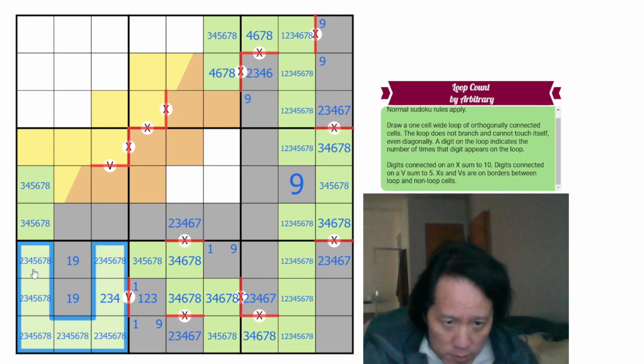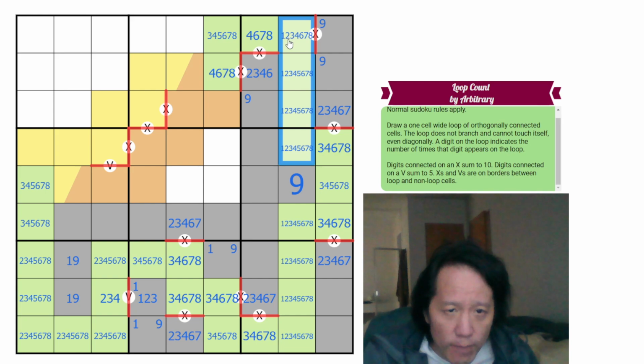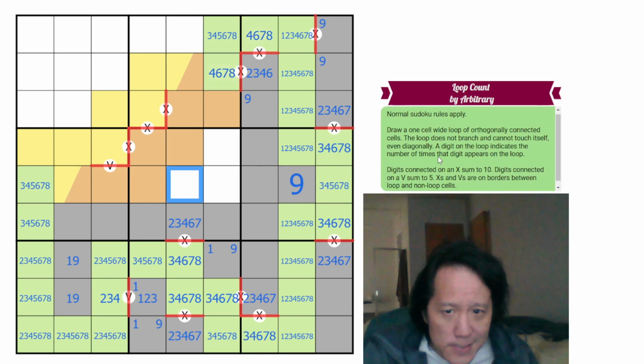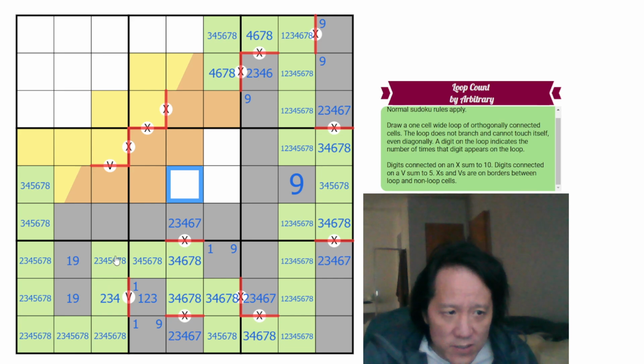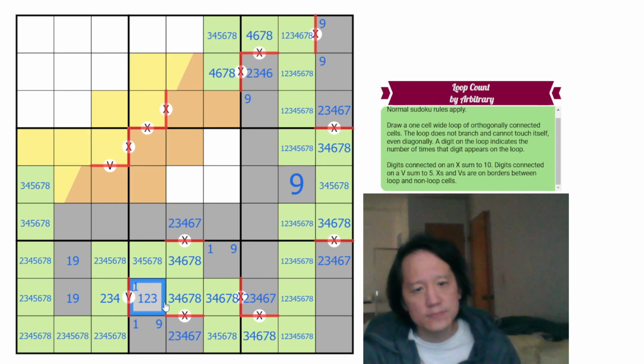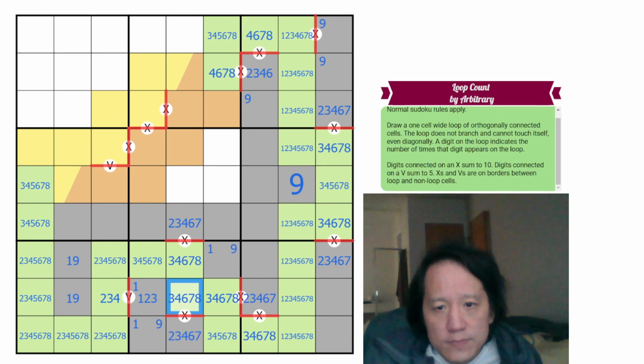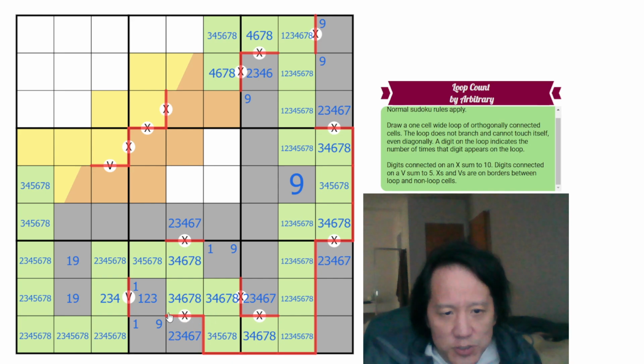Five has to be here. So we have 2 of every number accounted for already. Therefore, this can't be 3. Could go this way. Could go this way. We're just drawing in the lines. This probably doesn't help anything. I don't know, makes me feel a little better.